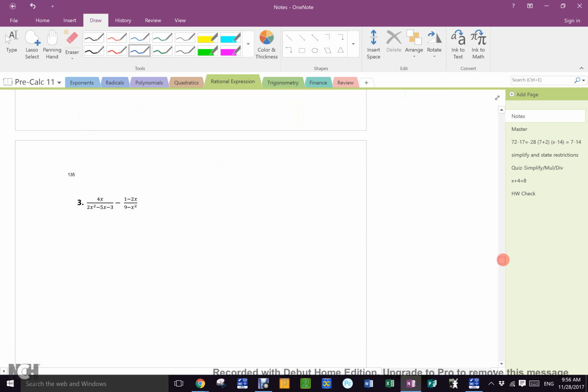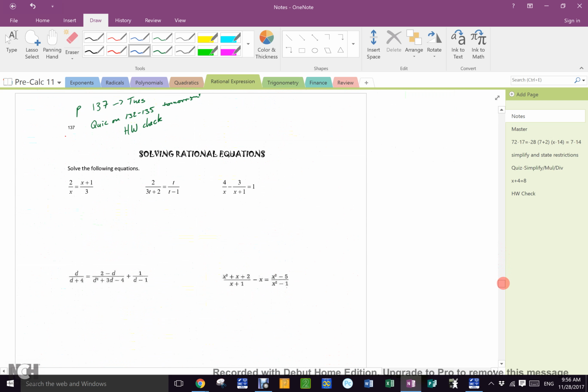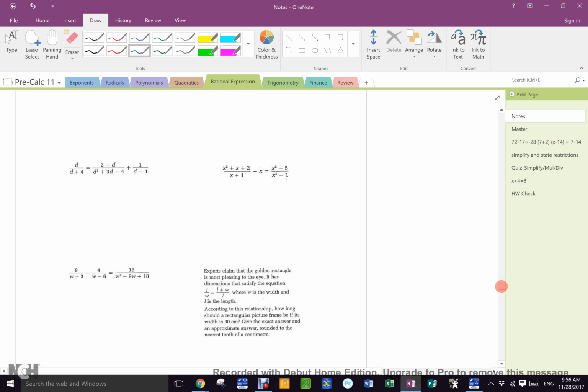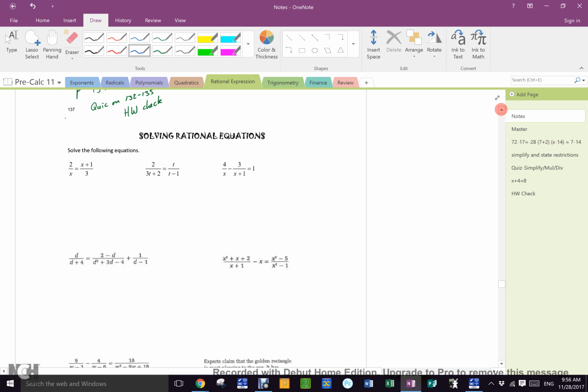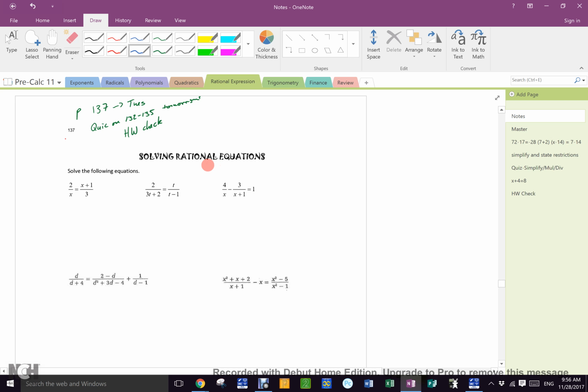Solving rational equations. Now, please be aware that rational equations are math. Understand? But when you learn the math, you can then use that math in real life situations. Okay? So there's no point going on to real life physics questions with rational equations if we don't know how to do rational equations. Yeah?